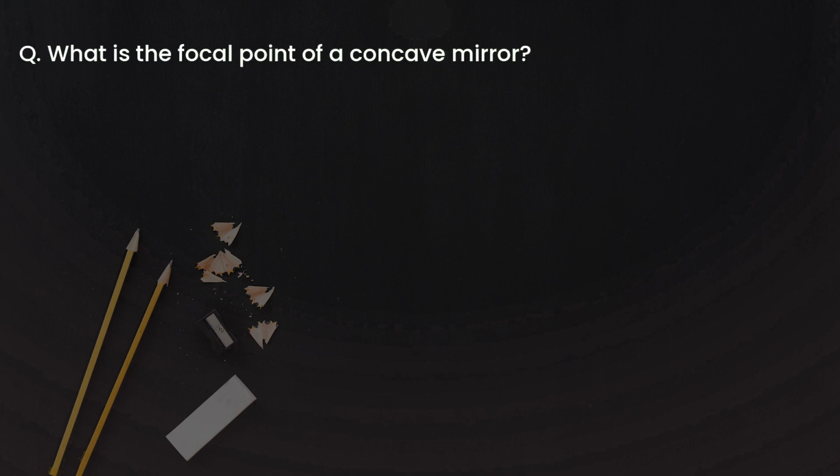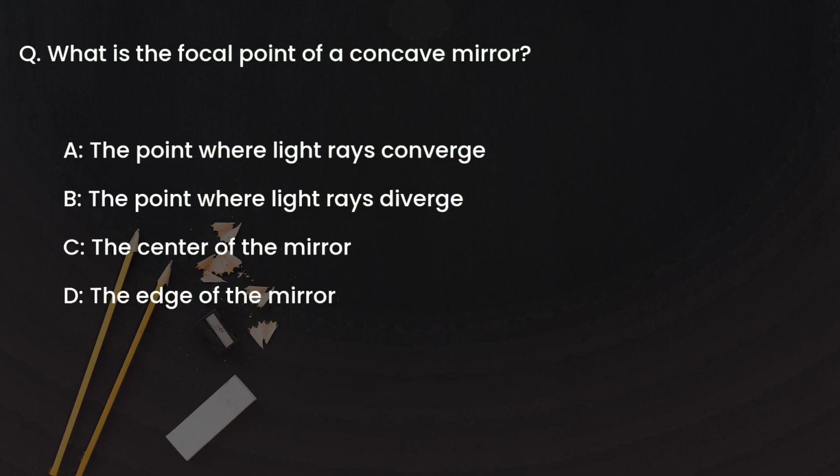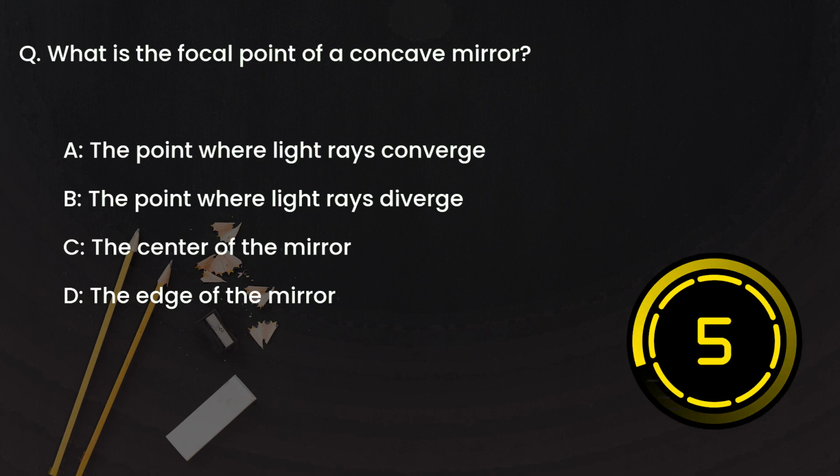Question: what is the focal point of a concave mirror? Option A, the point where light rays converge. Option B, the point where light rays diverge. Option C, the center of the mirror. Option D, the edge of the mirror. You have 5 seconds to answer the question.